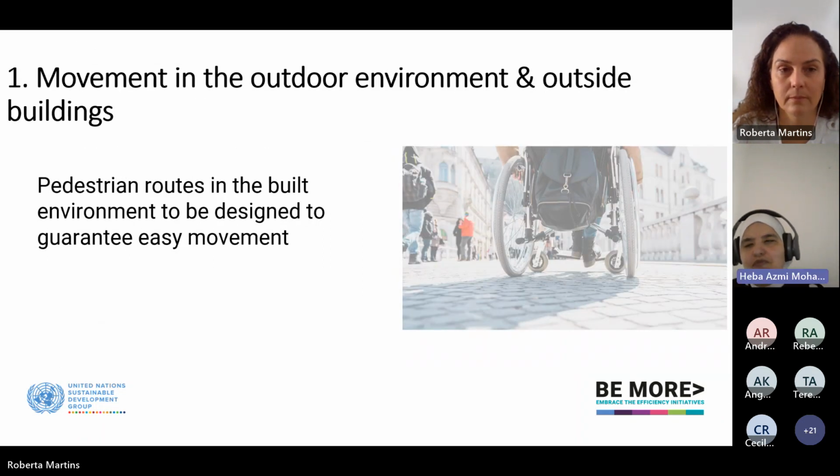Next slide, please. So the first concept is movement in the outdoor environment and outside of the building. This is very, very important. If the outdoor area is obstructed or blocked, or if it's inaccessible, persons cannot enter.